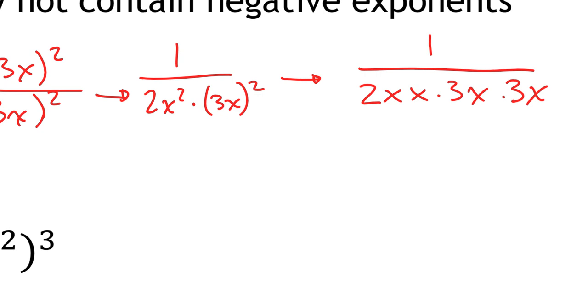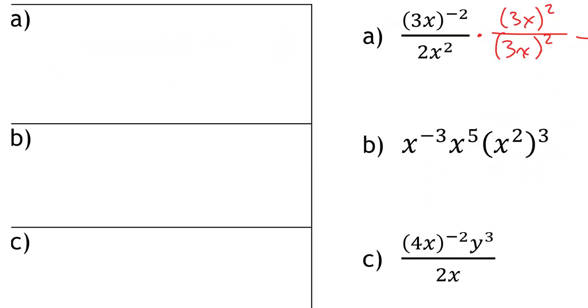So if I look at this, in the denominator there's 1, 2, 3, 4 factors of x. So it's x to the 4th power. 2 times 3 is 6, and 6 times 3 is 18. So my answer is 1 divided by 18x to the 4th power. So of course I'll write that right here. This is 1 over 18x to the 4th.